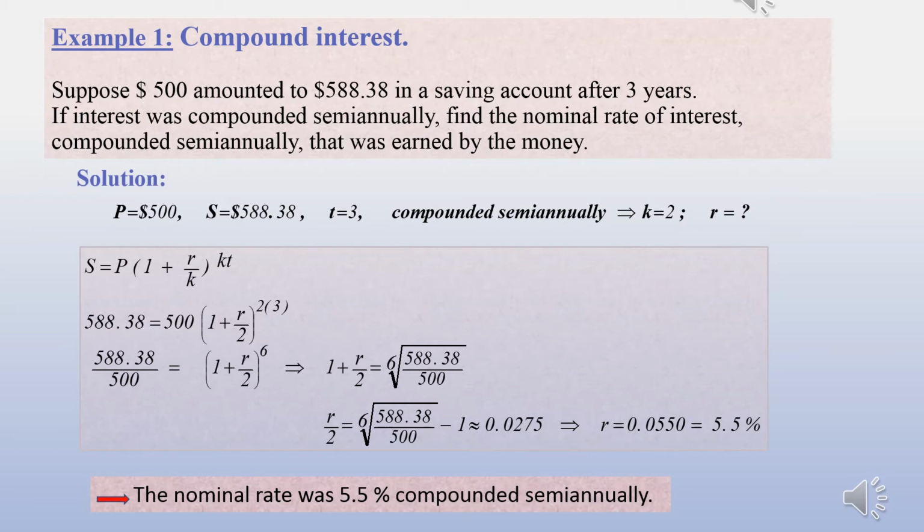So from here, we calculate and we end up with the value of R equal to 0.0550. For the value of the interest rate, we try to have at least 4 or 5 decimals. To change this into a percentage, we multiply by 100. So we will have R equal to 5.5%. So the nominal rate was 5.5%, compounded semi-annually.